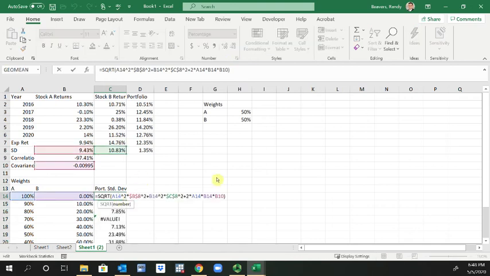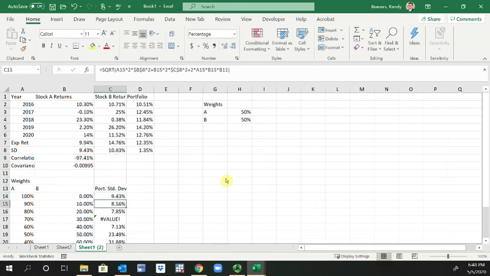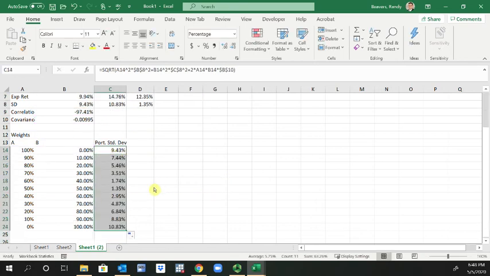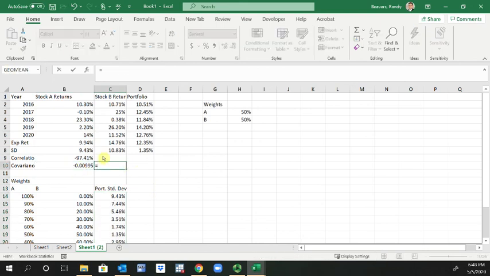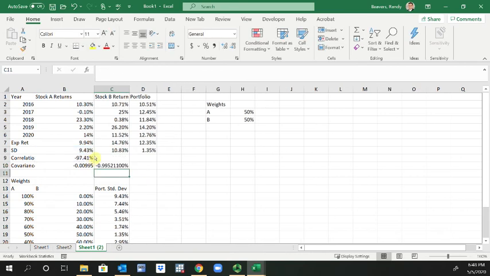Oops. So let's make sure everything is anchored appropriately. So B8, C8. B10 should also be anchored. There we go. So now I'll send that down. Perfect. So the other way to calculate the covariance would just be the product of these three. You can see that's the exact same thing. Okay.